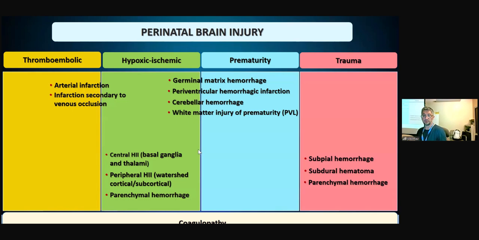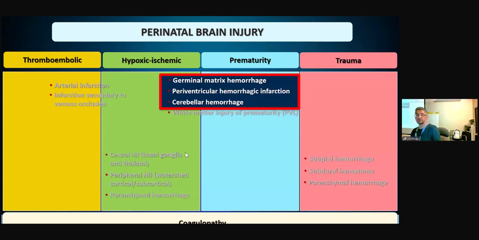Okay, so then we come to prematurity-related pathologies. Germinal matrix hemorrhage, periventricular hemorrhagic infarction, and cerebellar hemorrhage. These usually happen just because the baby is preterm, just because born early. But other factors like HIE and coagulopathy also contribute. But you don't need anything else. If the baby is born preterm, you can have germinal matrix hemorrhage, hemorrhagic infarction or cerebellar hemorrhage.